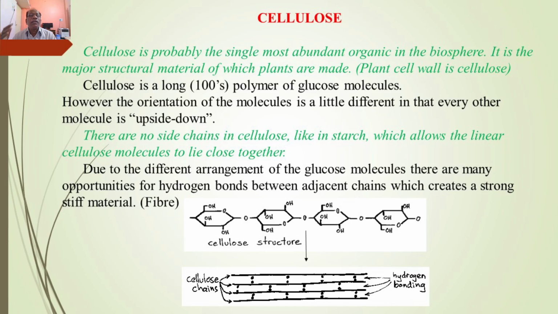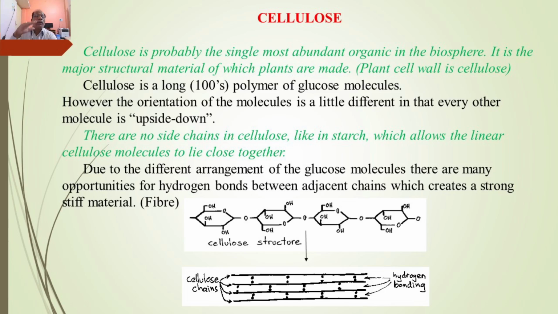The plant cell wall is composed of cellulose. It is a complex carbohydrate. Cellulose is a long polymer of glucose molecules. Similar to starch and glycogen, cellulose is also a polymer of glucose molecules, consisting of hundreds of glucose molecules in the form of a chain of monomers of glucose.